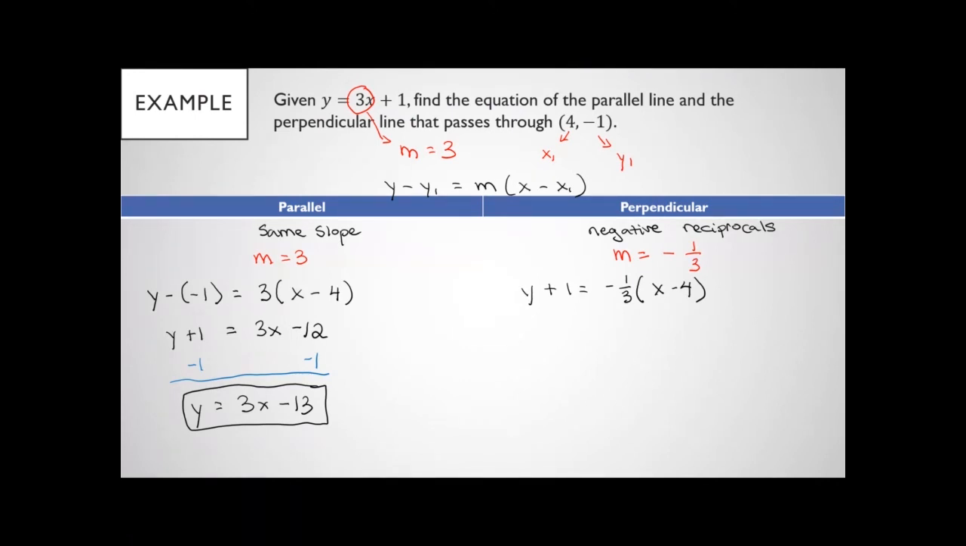Now I know that I'm going to have a fraction with a denominator of 3 here, because when I multiply it with my fraction, I'm going to get a denominator of 3. So I'm going to be multiplying the 1 by 3 over 3 so that it has a common denominator. So I'm going to have y plus 3 over 3 equals, now I'm going to distribute as well. We get a negative 1/3 x plus 4/3. So 1/3 times 4 is 4/3.